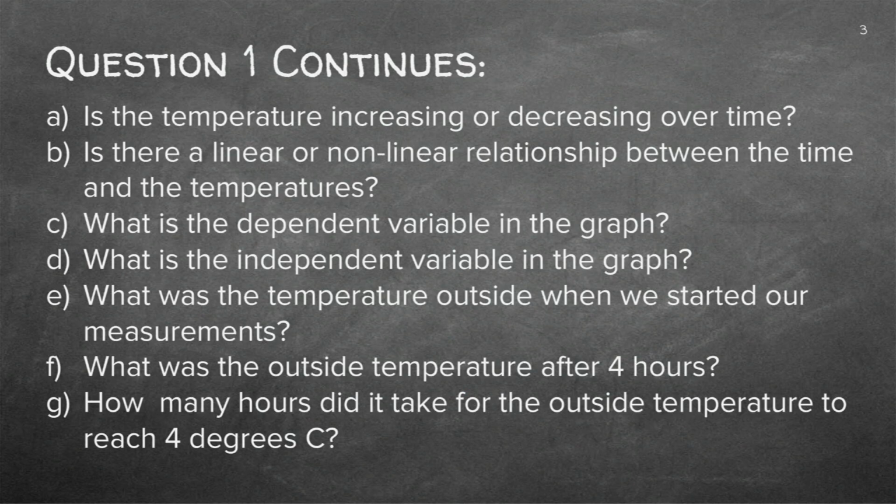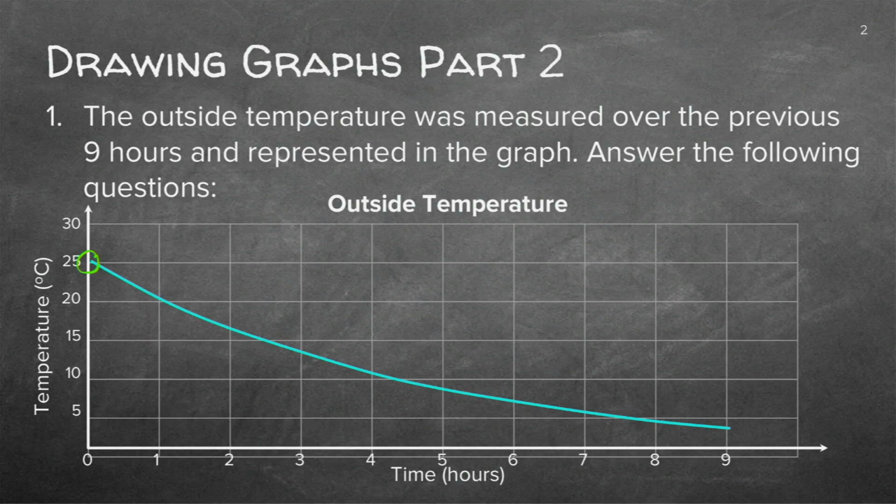Then, what was the outside temperature after 4 hours? Now remember, there's our 4 hours. And we're just going to draw a line to there, and then a line there. And if we look, if we divide this, say that is 11, 12, 13, 14, 15. So we say it was about 11 degrees Celsius.